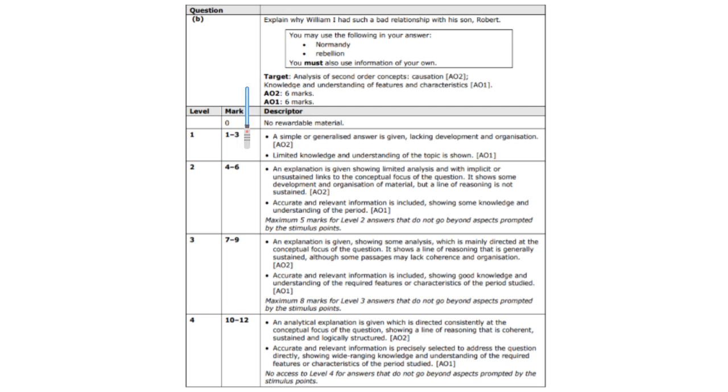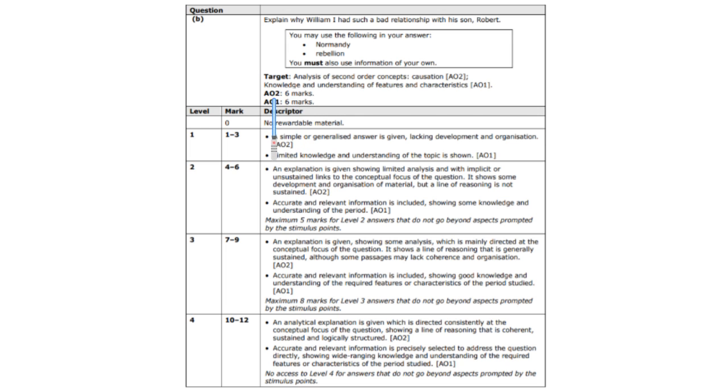It is a 12 marker. If all you do is make some really simple bullet-pointed bits of information that might be relevant but might not be, you are only going to get a maximum of 3 marks. This is what all of you need to start aiming for, okay? You start to explain. That means you are using words such as "due to," or "as a result of," or "because of." That shows that you're starting to analyze.